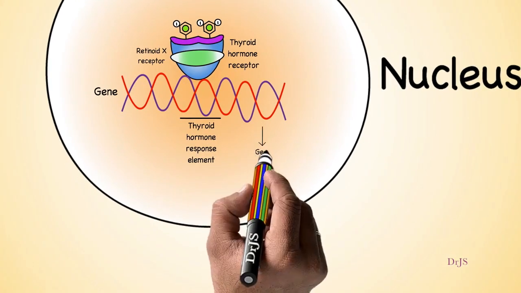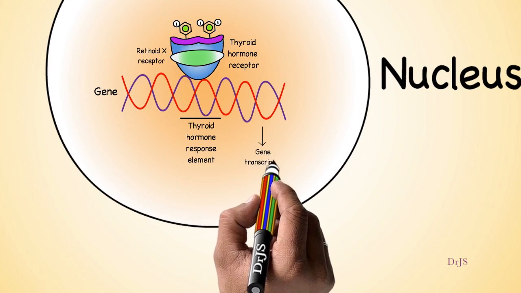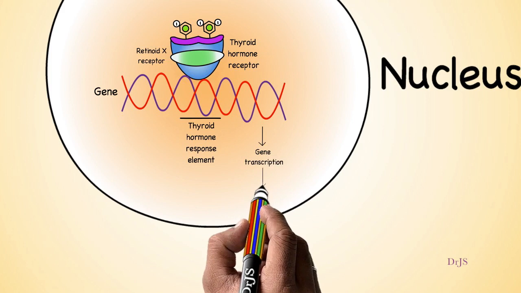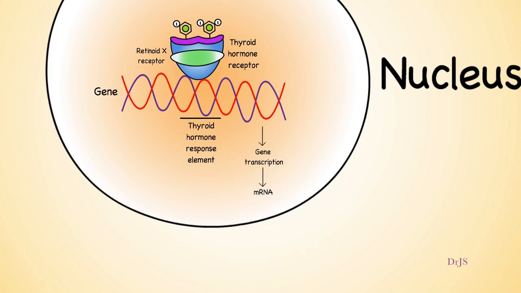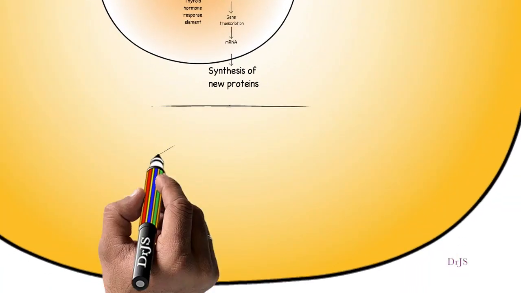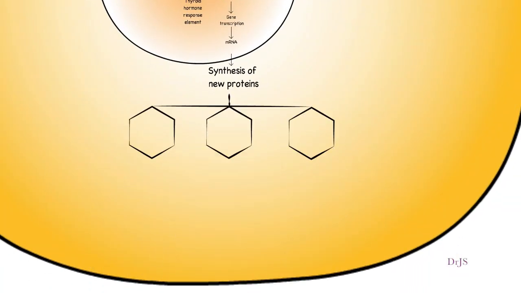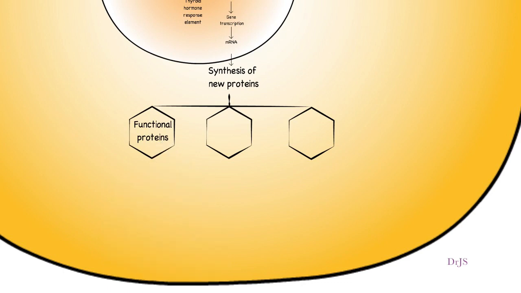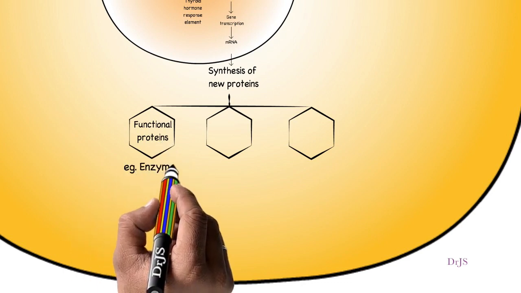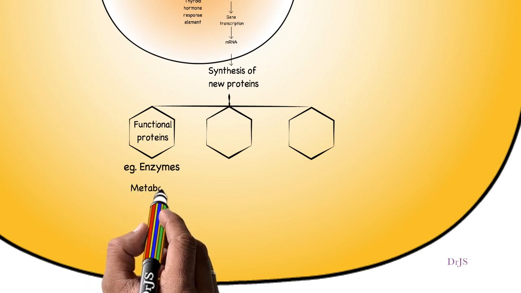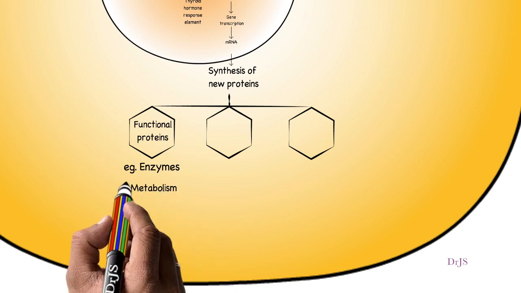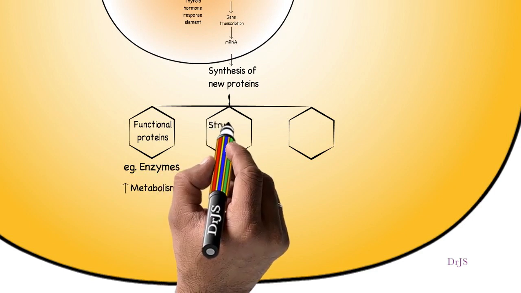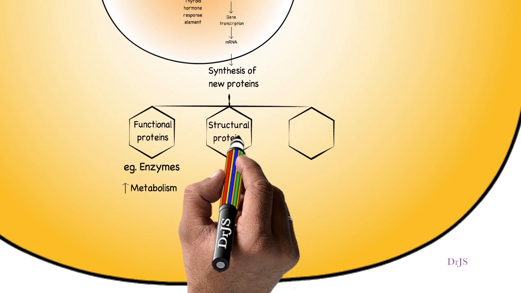On binding with thyroid hormone, the receptors initiate the transcription process. Then large numbers of different types of messenger RNAs are formed. This mRNA, after entering into the cytoplasm, synthesizes new proteins with the help of ribosomes. These proteins are functional proteins, for example enzymes, which ultimately increase the metabolism. The second type are structural proteins, which are responsible for mental and physical growth.